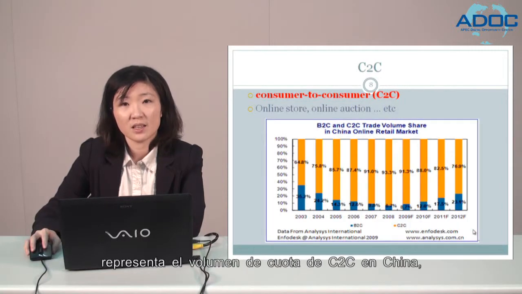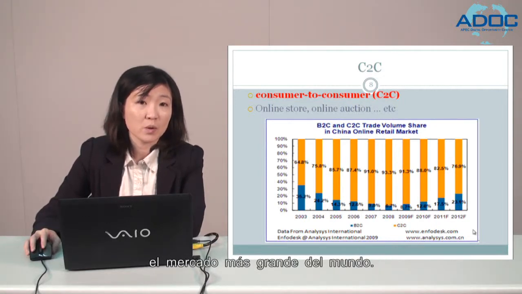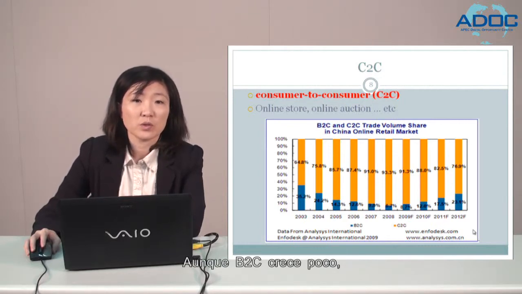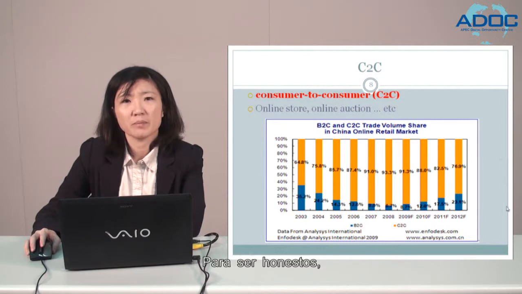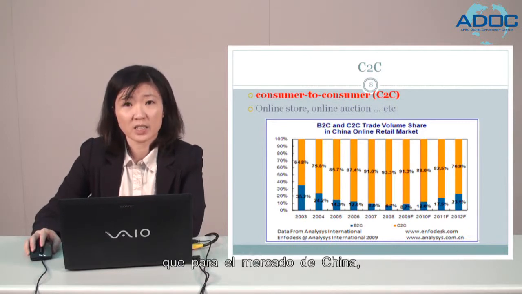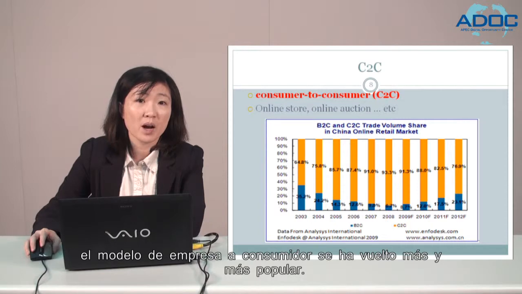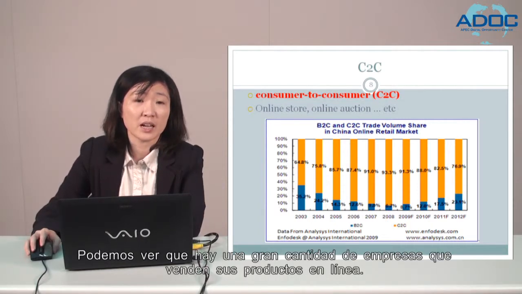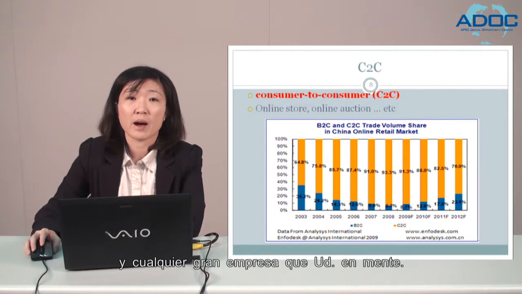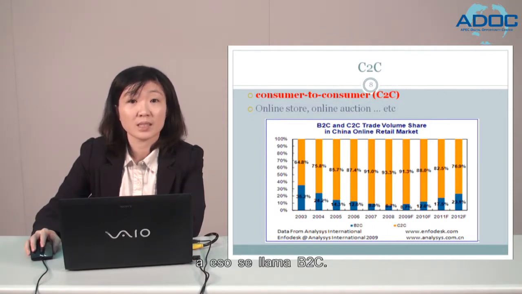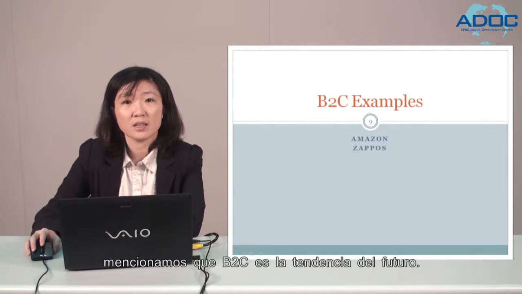So the C2C market is significant. This chart represents the trade volume share of C2C in China, the biggest market in the world. Although B2C grows recently, we still cannot ignore C2C. But to be honest, from this graph, from China's market, we can know the future trend is B2C. So business to consumer becomes more and more popular right now. We can see a lot of companies sell their things online, like Costco and Amazon and any big company you can think about. They sell their products online. This is B2C.